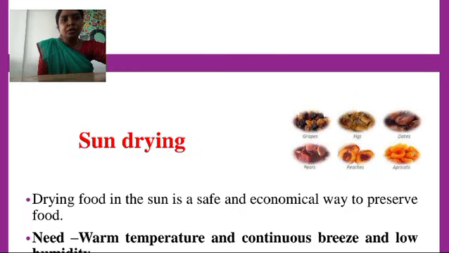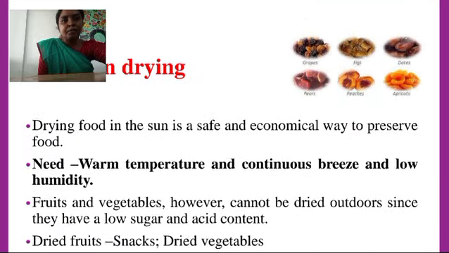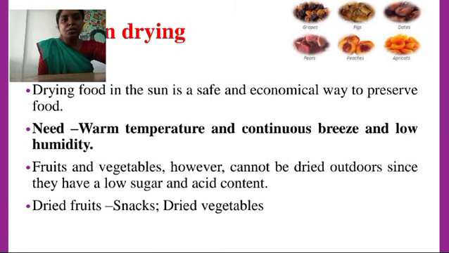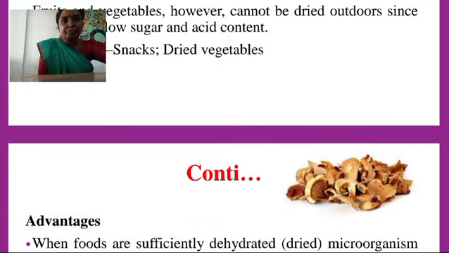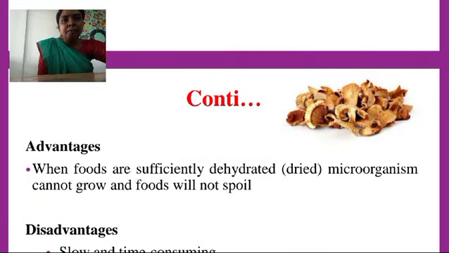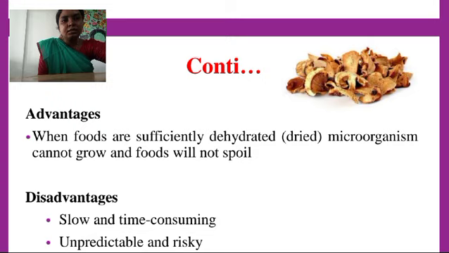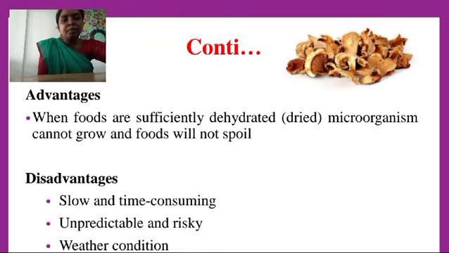So what happens in sun drying? Sun drying requires a warm temperature and a continuous breeze. In older days, sun drying was one of the preservation methods being used, and fruits, vegetables, and nuts can be sun dried, and the shelf life of the product can be improved. The main advantage of sun drying is that the microorganisms are destroyed, so that the shelf life of the product can be improved.